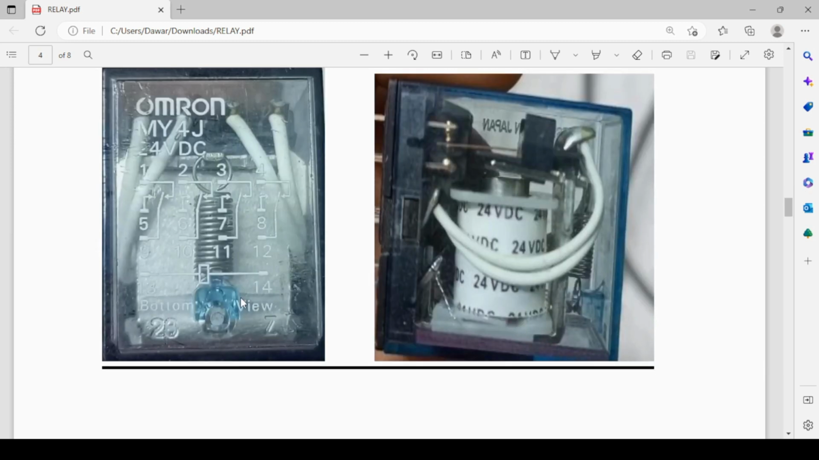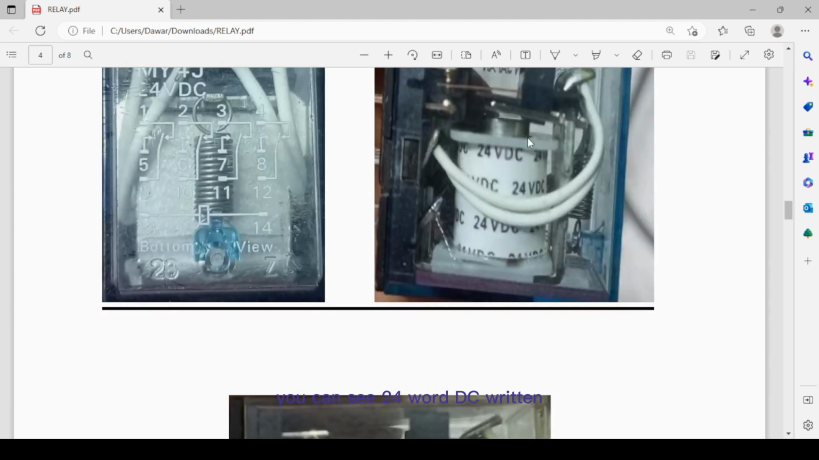Okay, this is the top view of the relay. Here you can see the coil voltage is mentioned as 24 volt DC. If it's not available in the top view, we can find it on the inside coil. You can see 24 volt DC written.